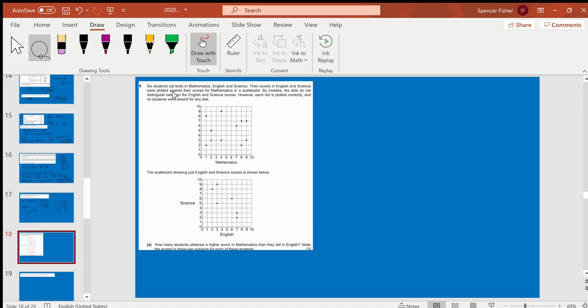So here it says we have 6 students that sat tests in mathematics, English, and science. Their scores in English and science were plotted against their scores for mathematics, but they made a mistake and they didn't identify which scores were science and which were English.